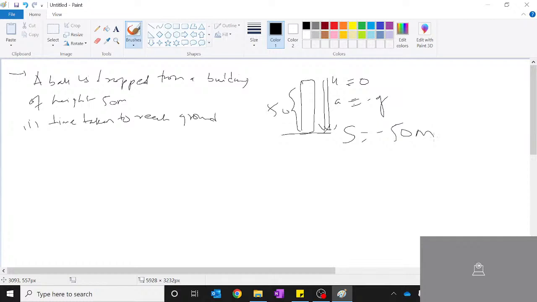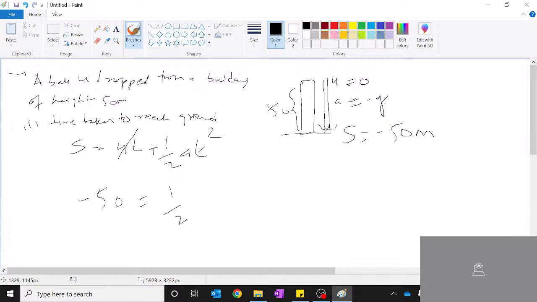Now you have three parameters: u, a and s. You are supposed to find out the time. What is the one equation that connects s, u, a and t? It is nothing but s is equal to ut plus half at square. Correct. Now in this case my u is 0. s is nothing but minus 50.